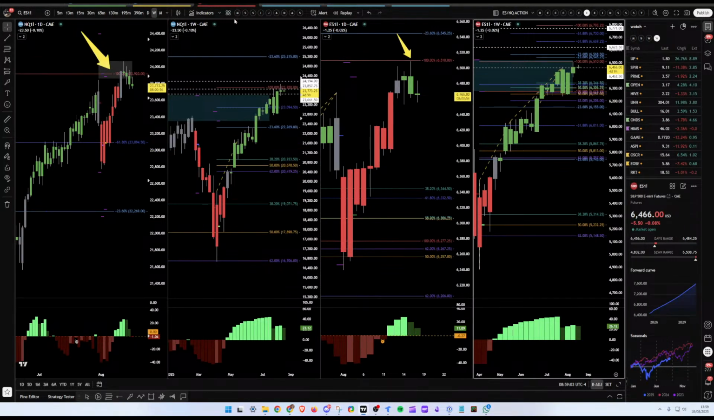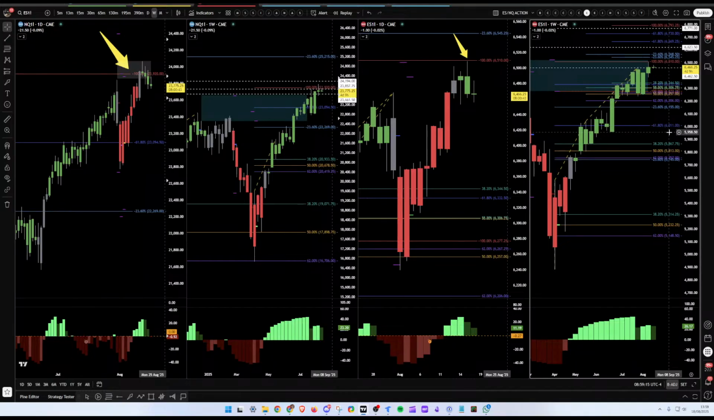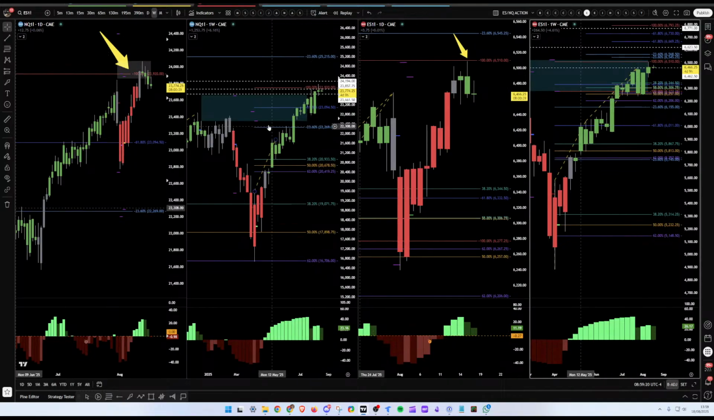So we'll look at the NQ and the ES first, both on the daily and the weekly. I've changed it from a quadrant more to just a vertical grid, just so we can see all of the price action in terms of where we are in terms of these extensions. So on the NQ, really important to pay attention to the fact that we have completed most of my targets on the weekly time frame.